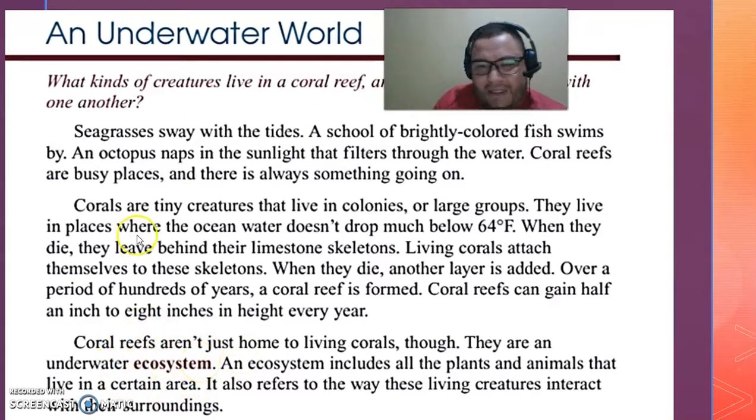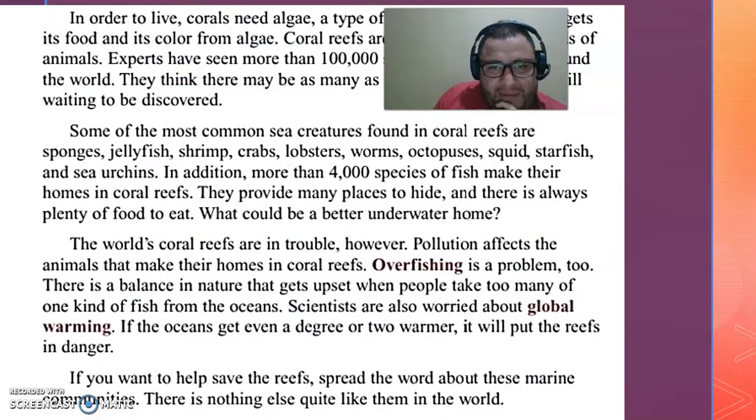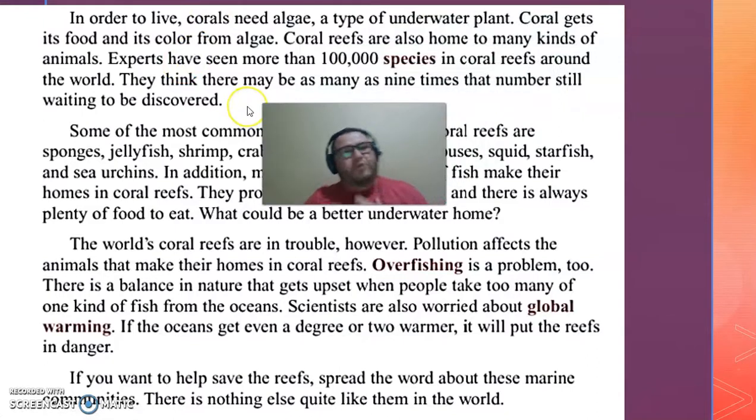It's like a habitat. It's another planet, chicos. The coral reef is fantastic. We can find different kinds of animals. What kind of animals can we find in the coral reef?